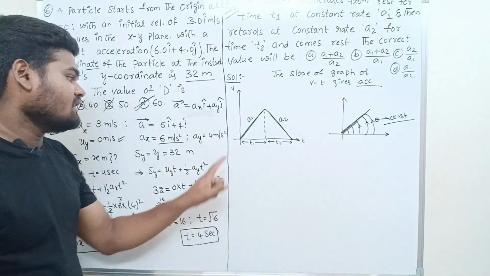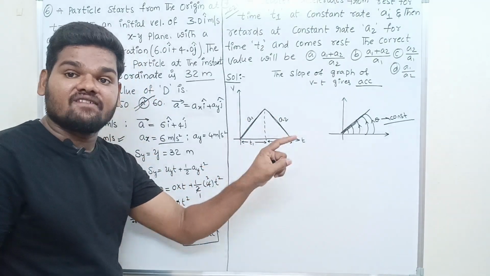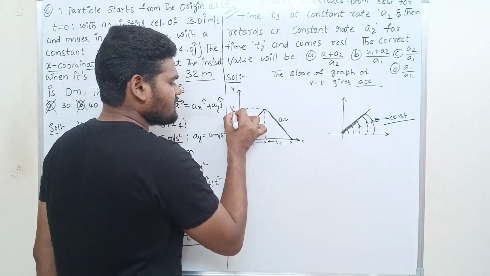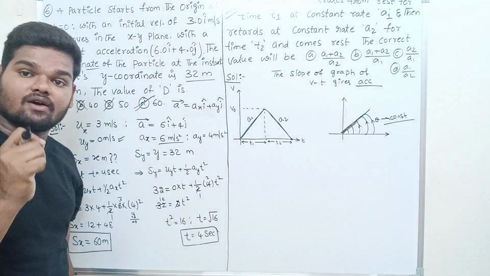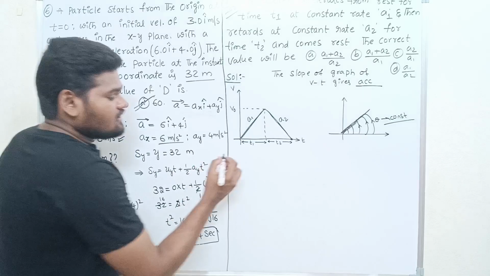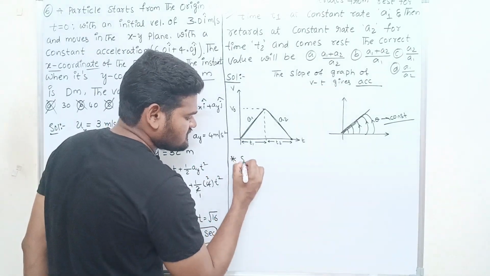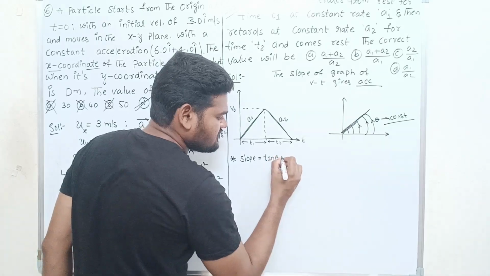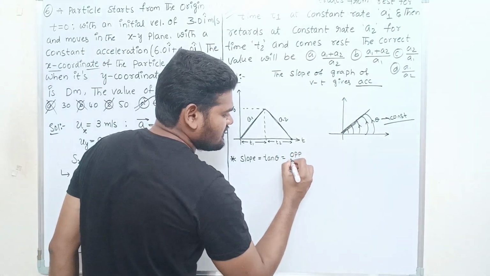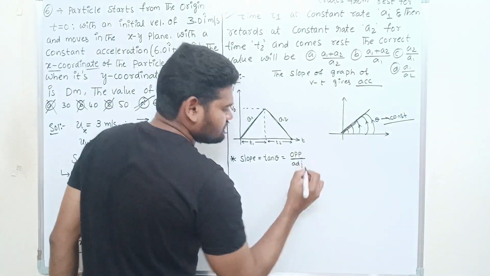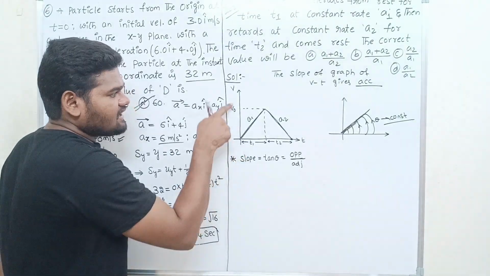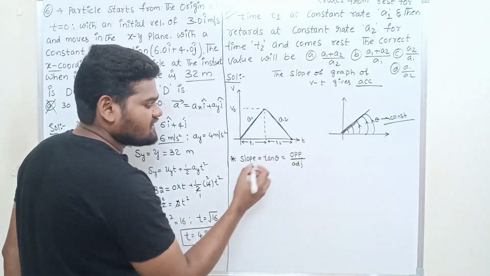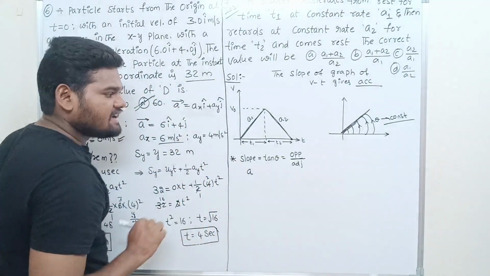Now what do we have to find? We have to find the relation between a1 and a2. We don't know the velocity, so I'm just taking the velocity of the object as v0. So we have the formula: slope is equal to tan theta, which is opposite side by adjacent side. The slope of the graph of velocity versus time gives acceleration. It is clear. Okay.